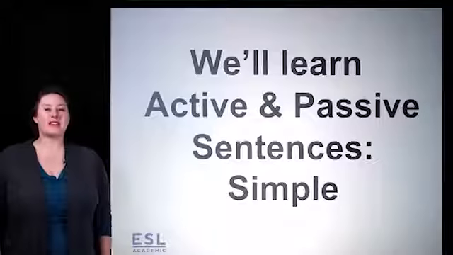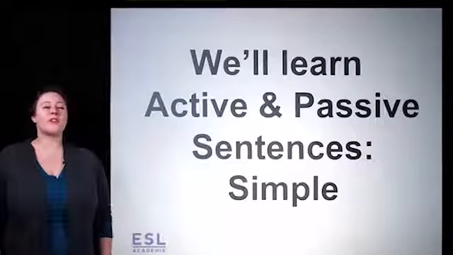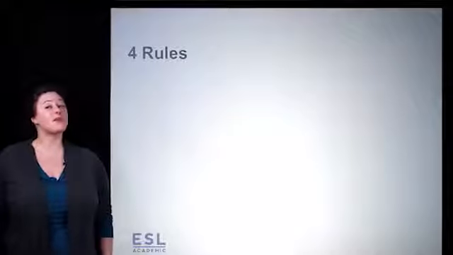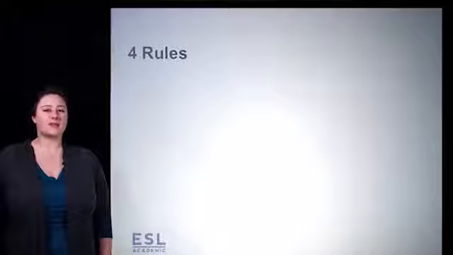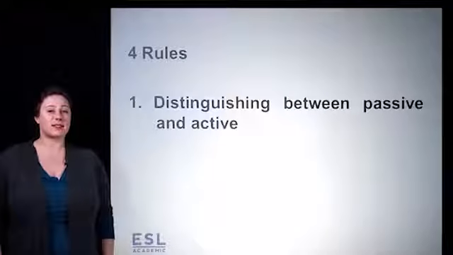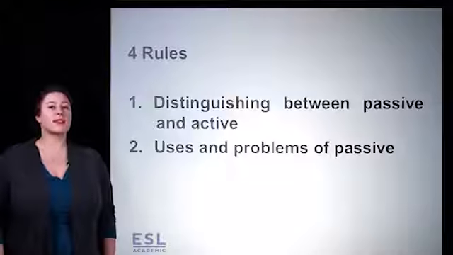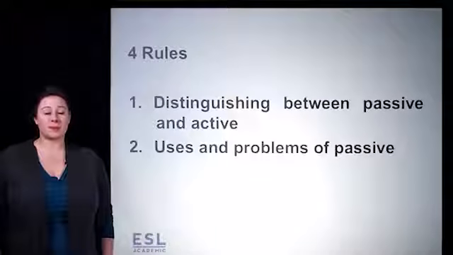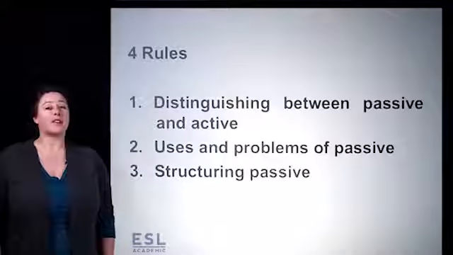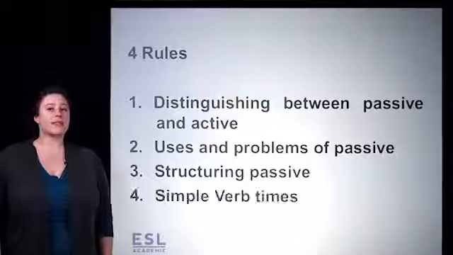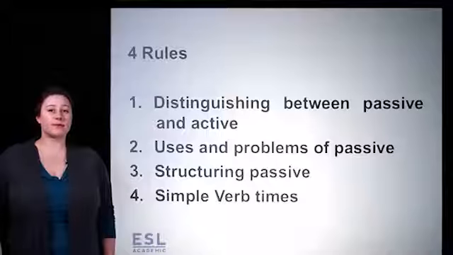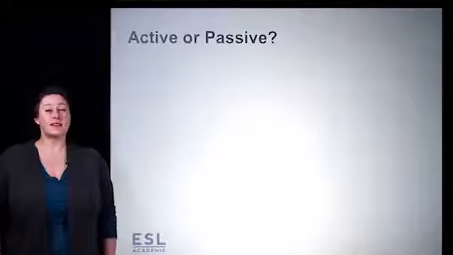Today, we'll learn the active and passive sentences for the simple verb times. There are 4 rules concerning the passive usage. First, distinguishing between passive and active sentences. Next, the uses and problems of using the passive tense. Then, how to structure the passive. And finally, the simple verb times. Let's look at these individually.